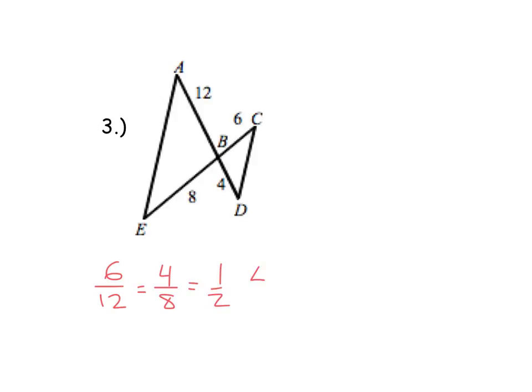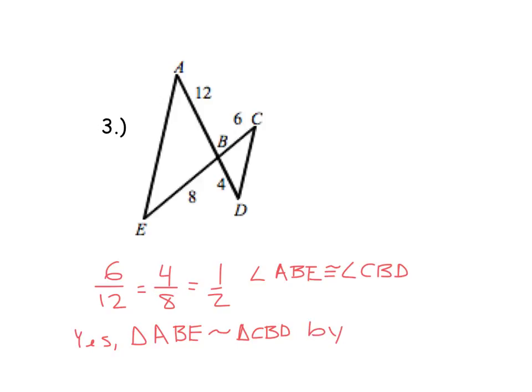And then we can say angle ABE is congruent to angle CBD by vertical angle congruence. And then we can say yes, triangle ABE is similar, not congruent, similar, right, to triangle CBD by side, angle, side.